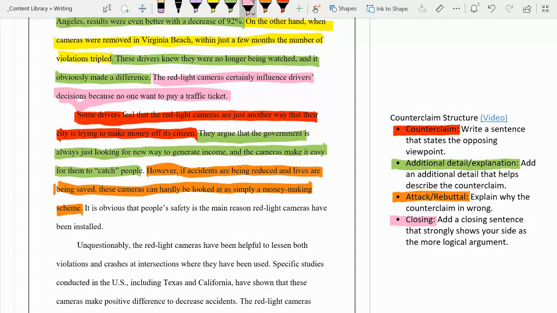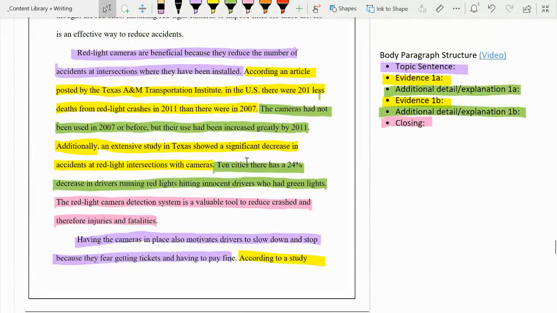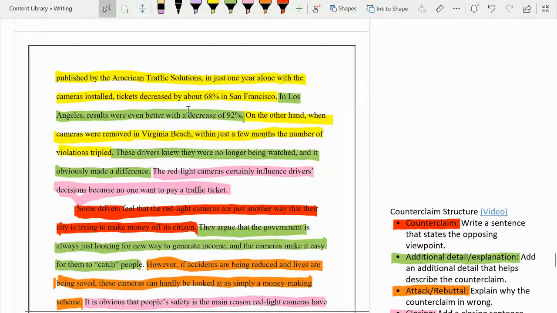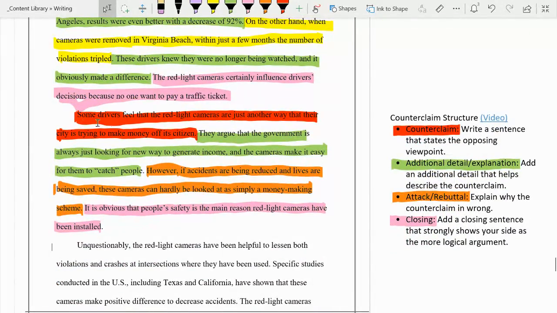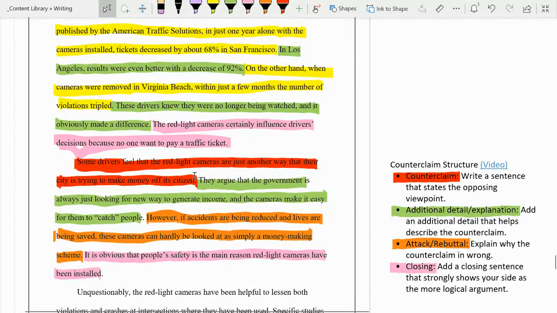So I'm going to show my side as more logical. "It is obvious that people's safety is the main reason the red light cameras have been installed." Okay. So this is going to be the structure of our counterclaim paragraph. Remember, these two body paragraphs were your position. I said red light cameras were good, so I have two paragraphs saying red light cameras are good. This one starts off by saying some drivers think these cameras are bad. However, and then I prove them wrong. So that is what you are going to be doing today, writing your counterclaim and rebuttal paragraph.